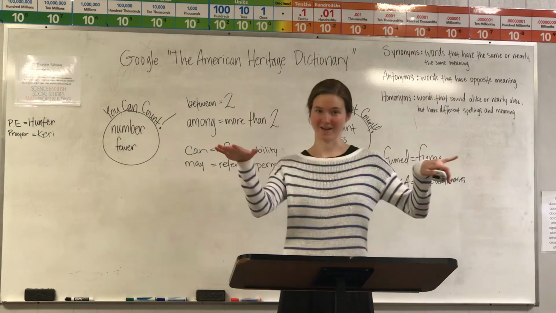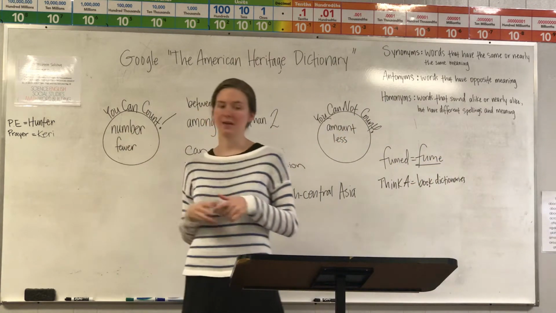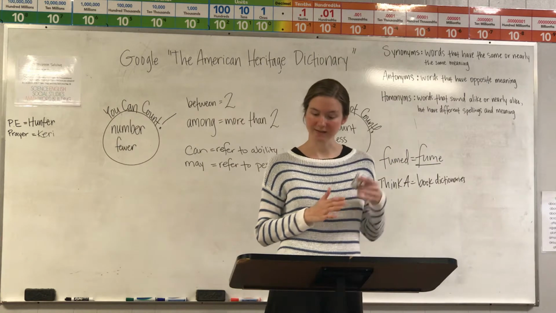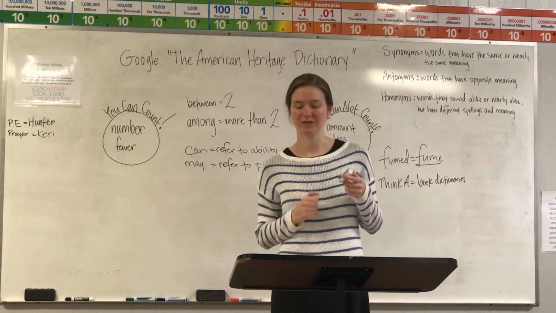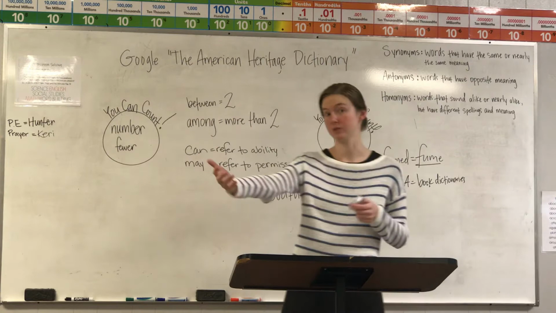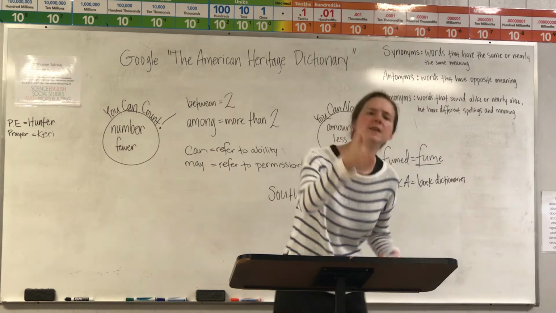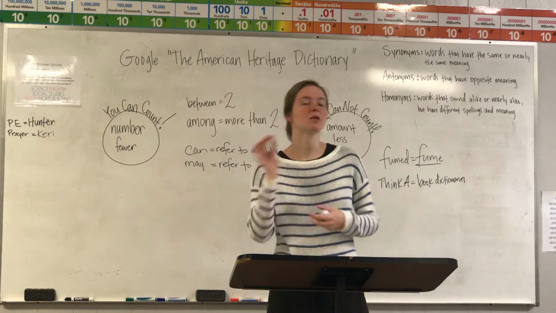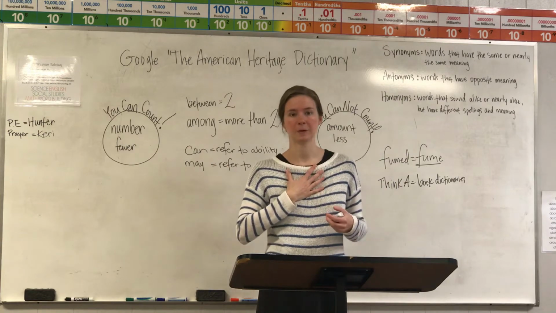Amount when we cannot count, and we use number when we can count. So the example that they give us is, what is the number of new students in your class? You wouldn't say, what is the amount of new students? You would say the number, because I would say there are 3 new students in my class.